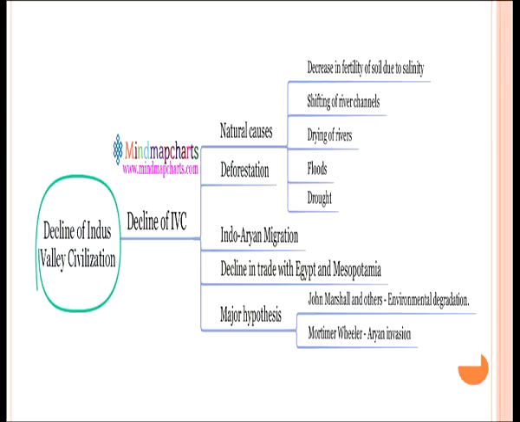Some historians say it was decrease in fertility of soil due to salinity, then shifting of river channels, there could be drying of rivers also, and if not drying of rivers, there were floods or there was drought. These are the natural causes. Then it could be deforestation, it could be Indo-Aryan migration, decline in trade with Egypt and Mesopotamia. And what are the major hypotheses? John Marshall and others say that environmental degradation is the cause. Mortimer Wheeler says that Aryan invasion could be the reason. These are the causes of decline of Indus Valley civilization.